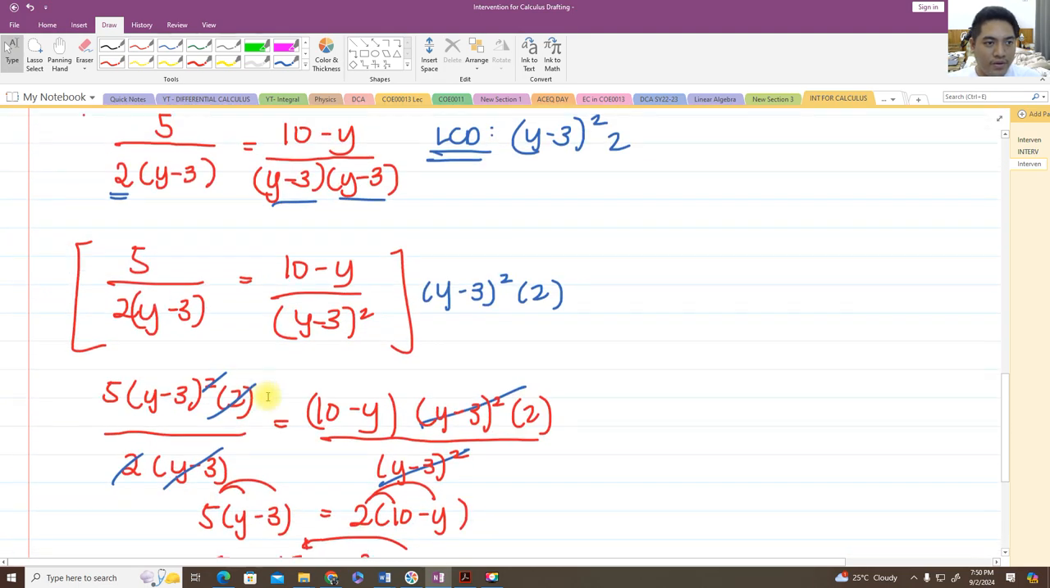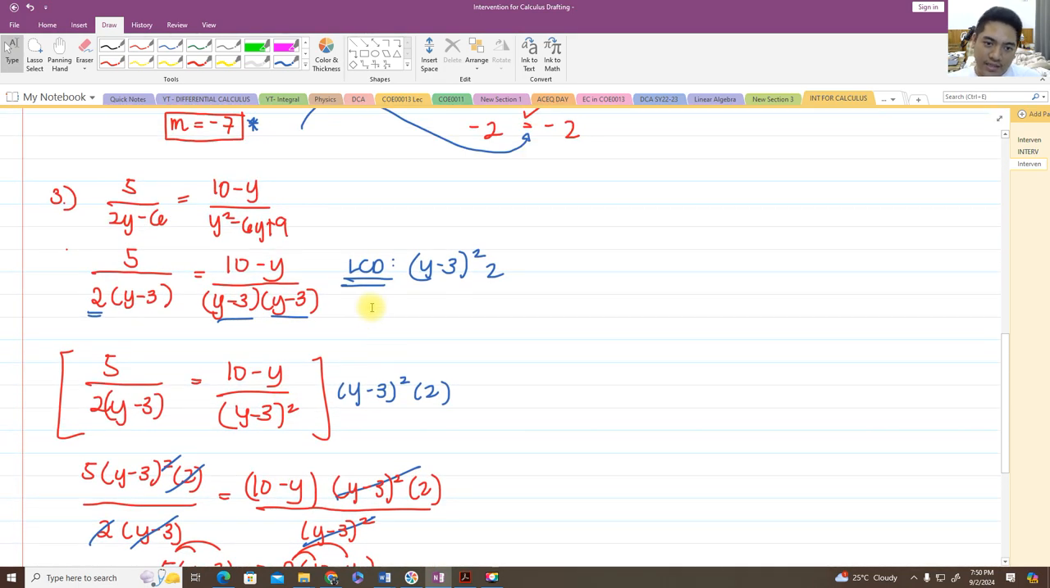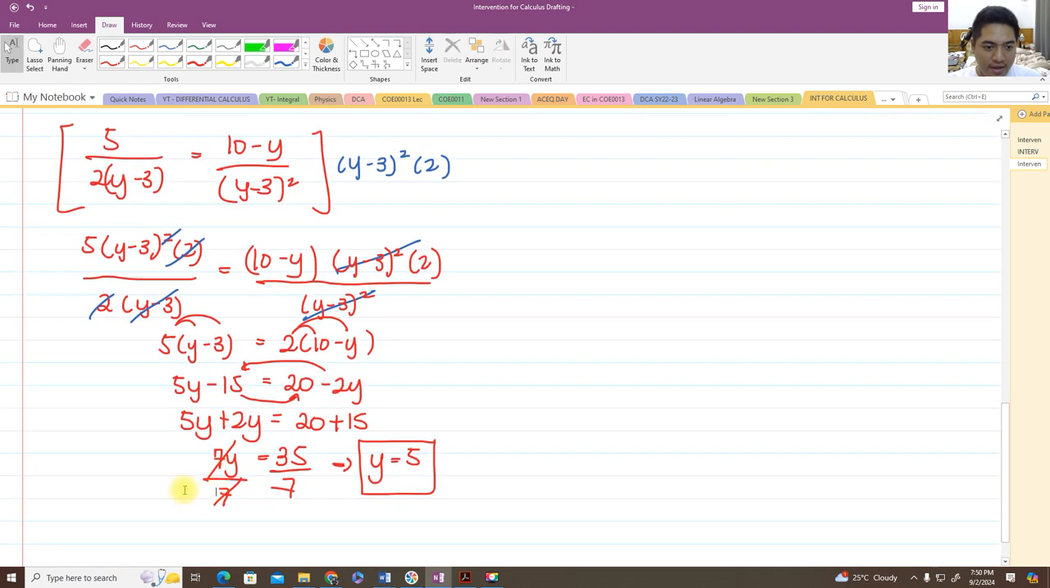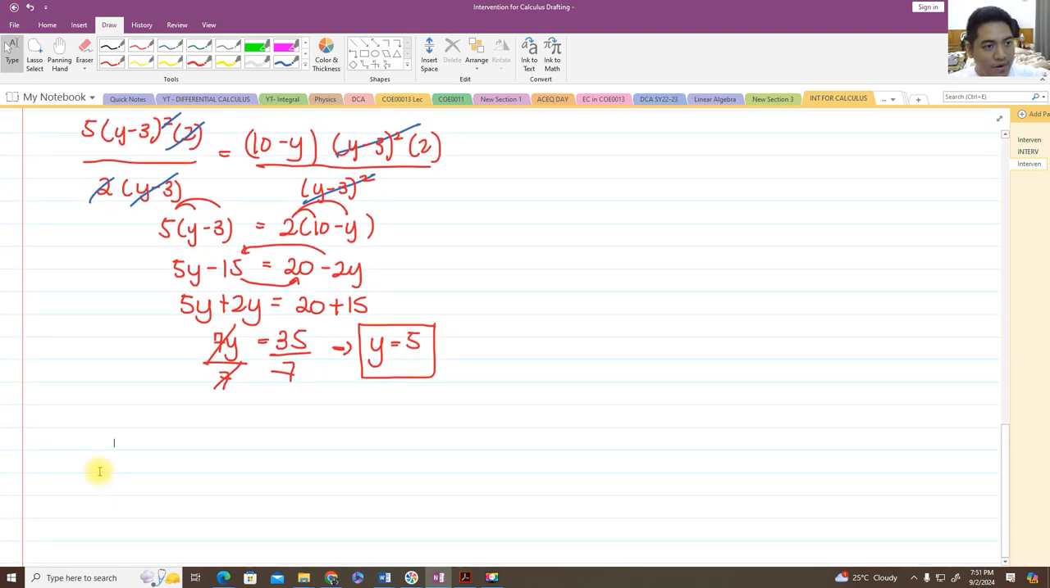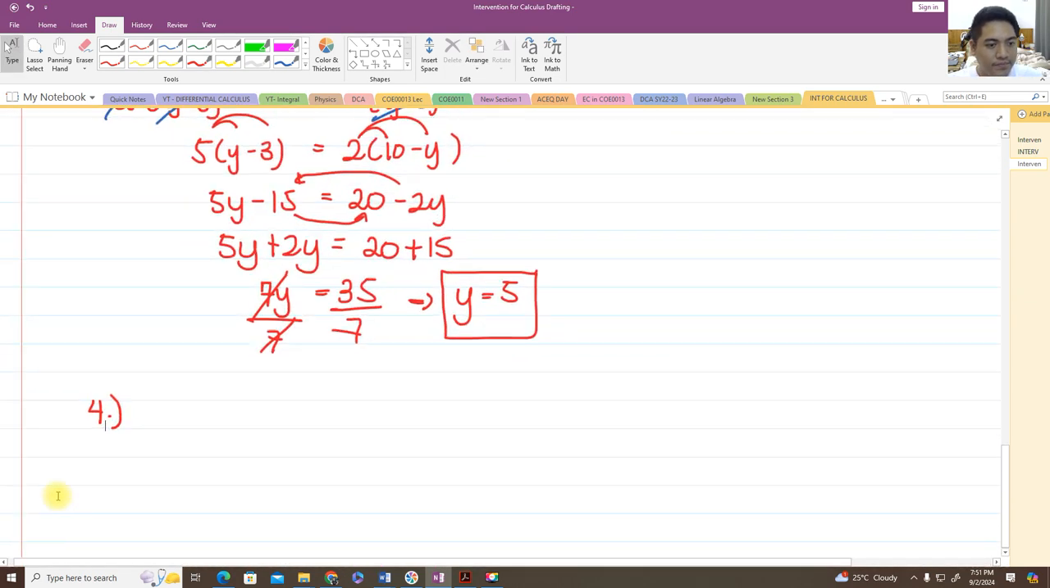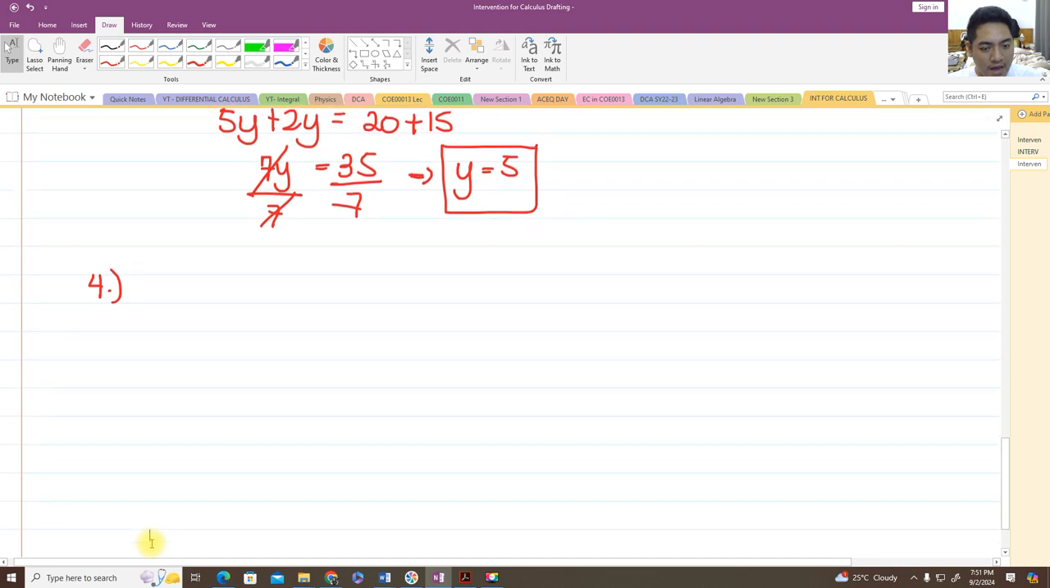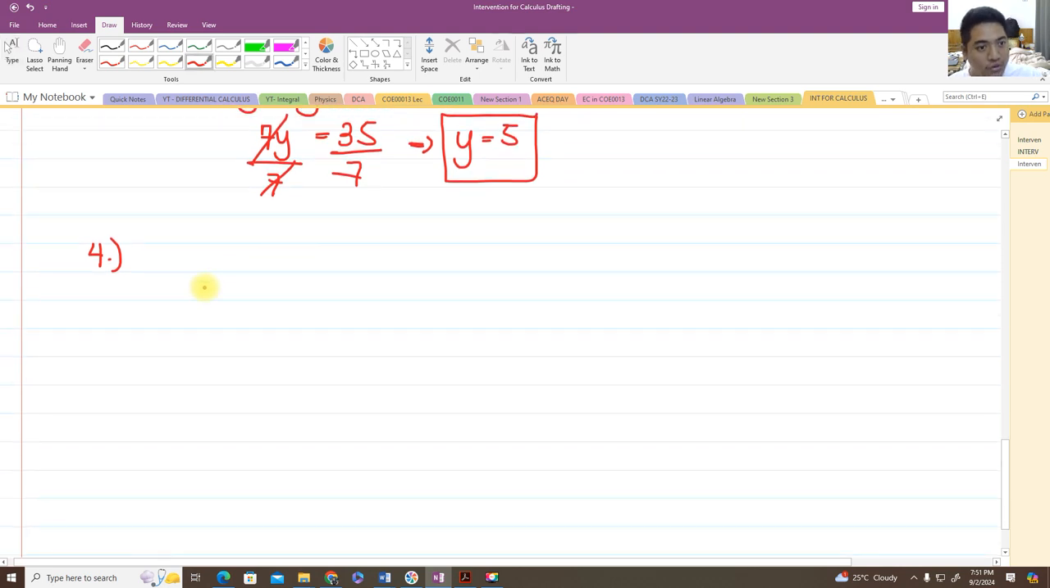So for number 3, we get the LCD first. If we have the same denominator, we need to consider the LCD. But if we don't, we can just cross multiply. So for number 4, for our problem today, we have 2z all over z plus 3.